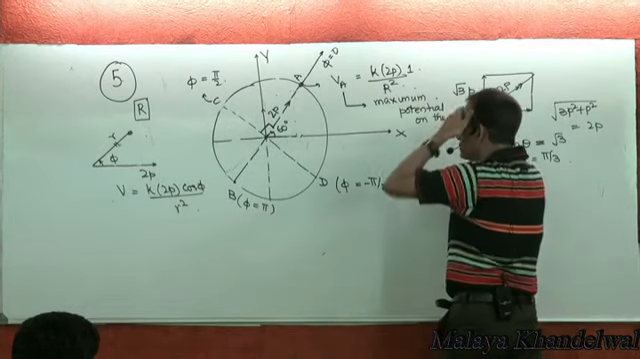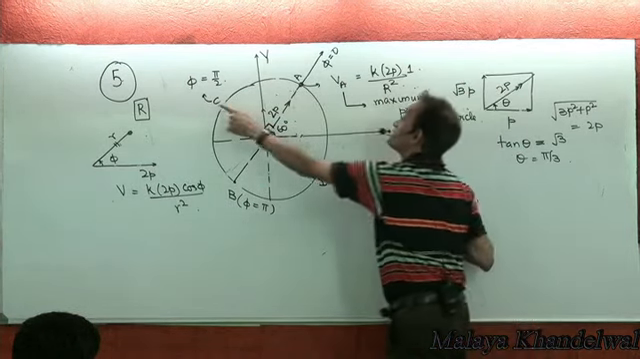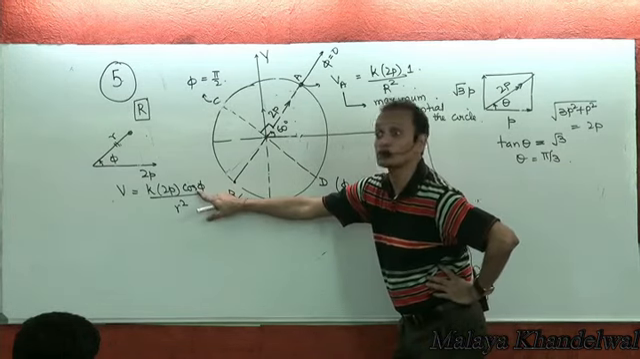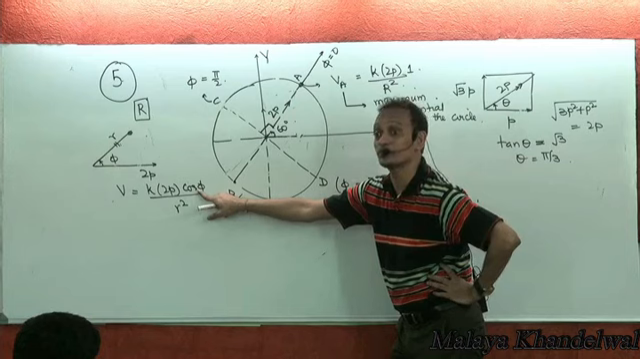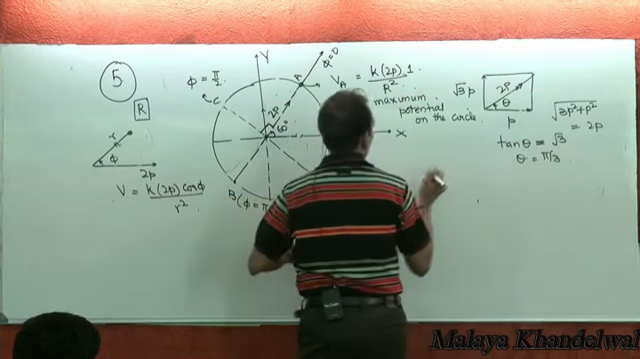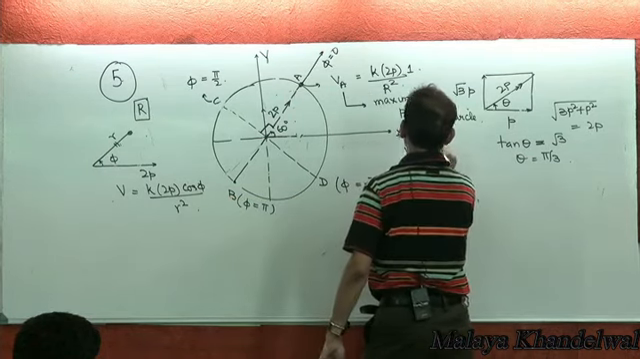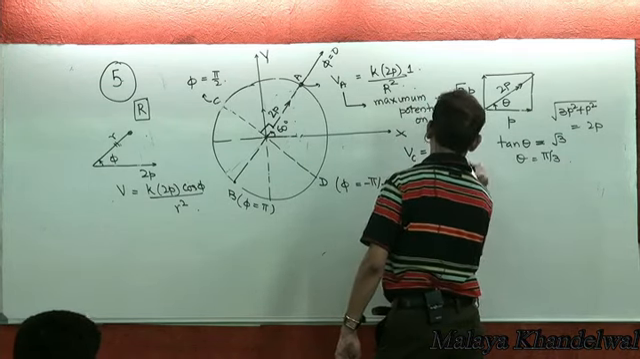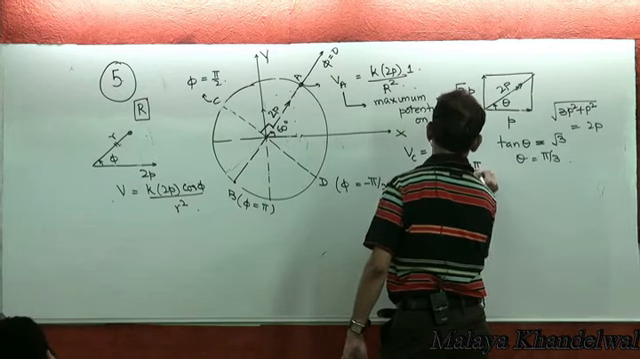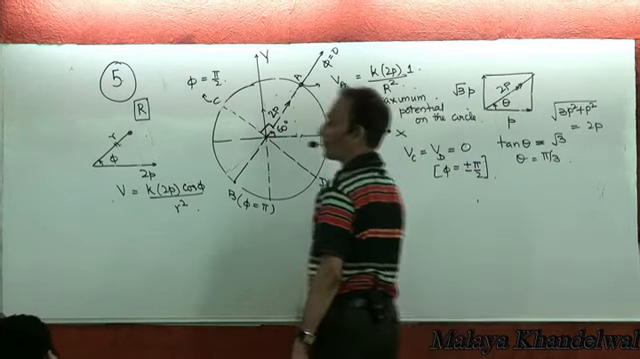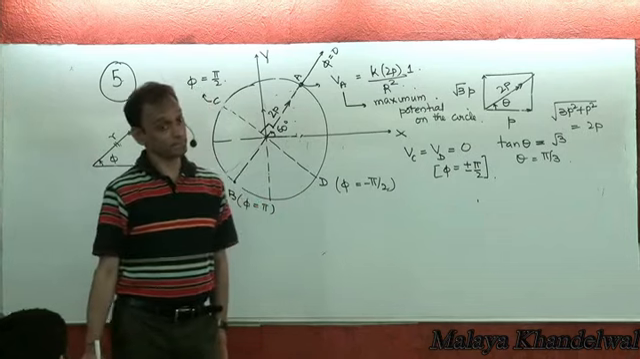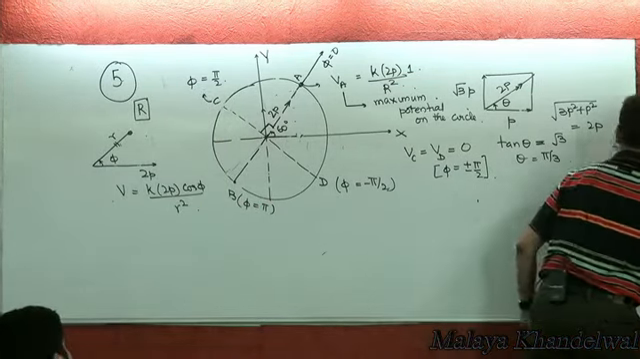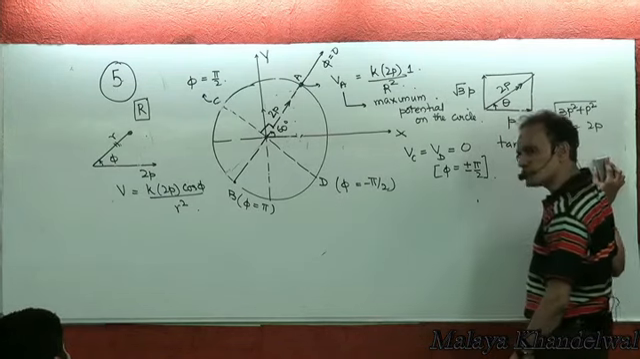Now, at C and D, what would be the potential? 0, because cos plus pi by 2 or cos minus pi by 2 would be 0, right? So potential at C and potential at D, each would be 0 because phi would be either plus pi by 2 or minus pi by 2. Yes or no? Right? Now, so far so good, right?